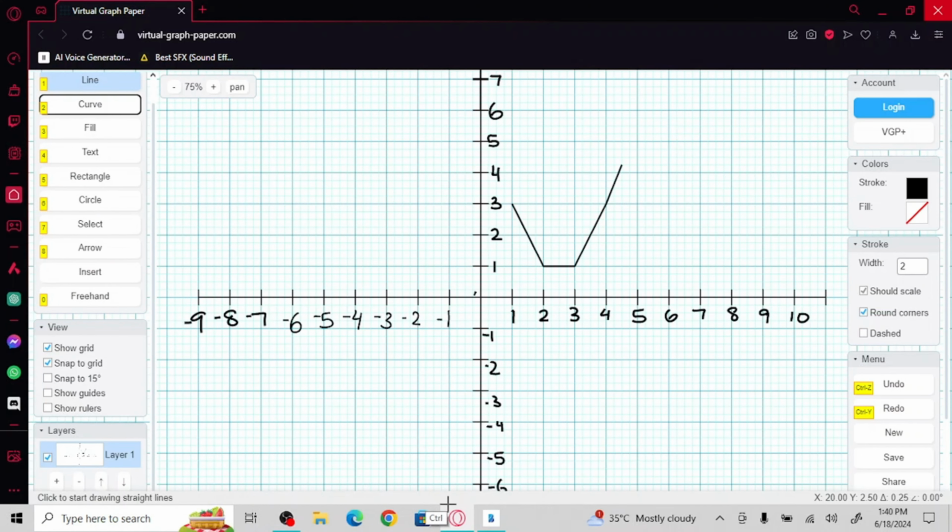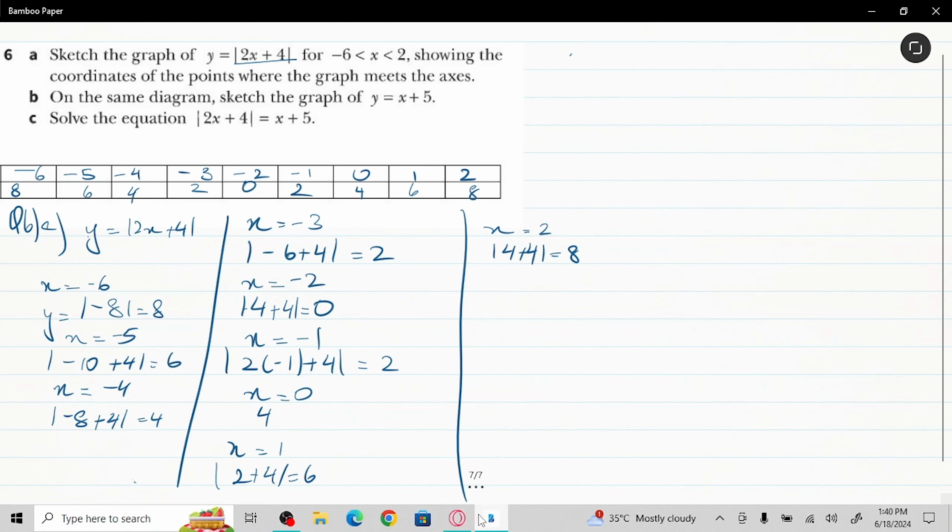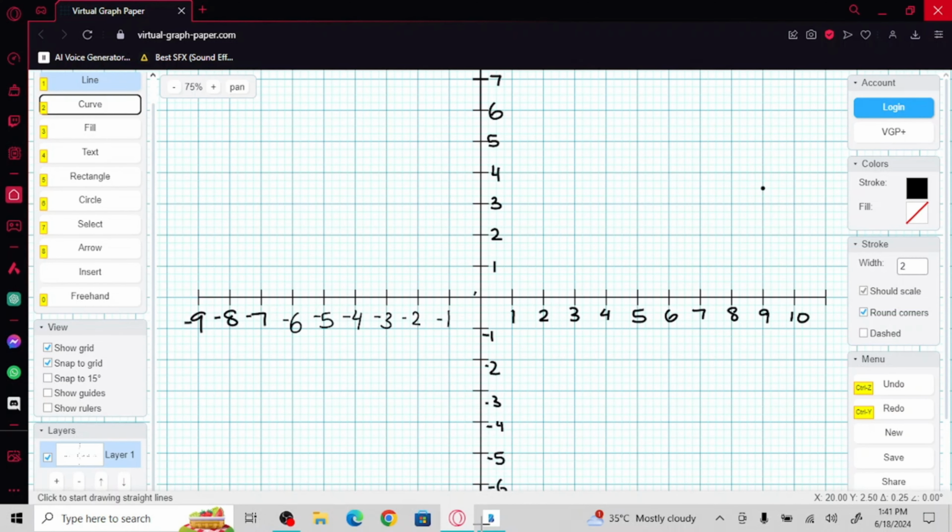Okay, let me erase the previous graph. And what do we have arranged? We have it till x at 8. We have to make the y values till 8. And let me get it up.